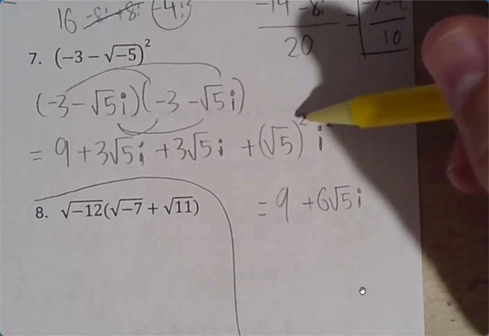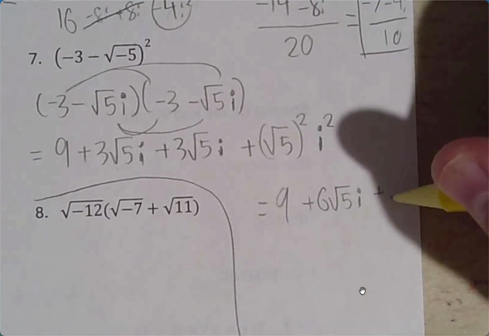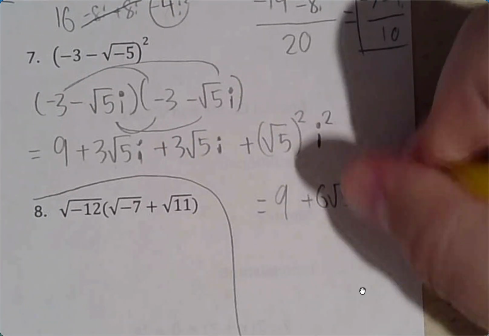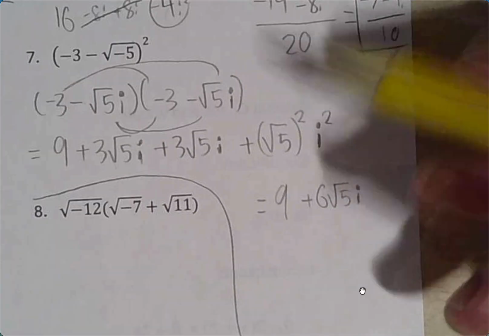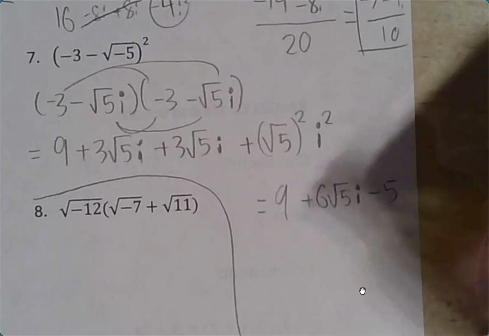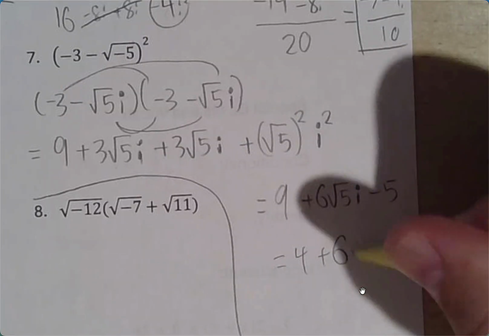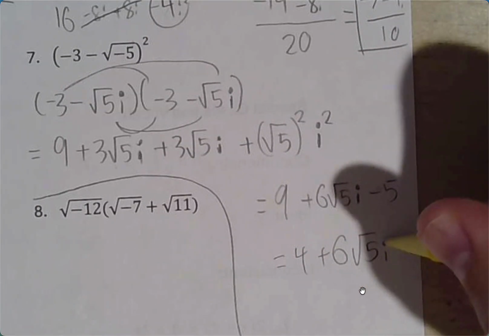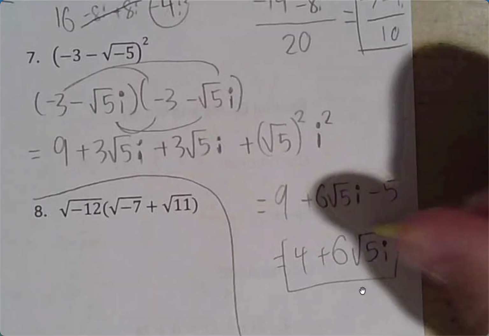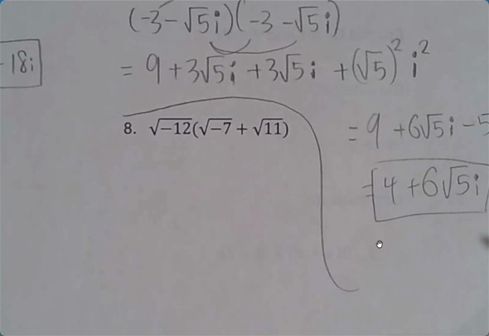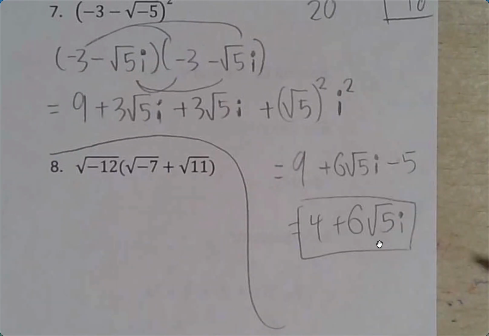Now, root 5 squared is just 5. i squared is just negative 1. So finally, at the end here, this must be negative 5. And so my answer ends up being 4 plus 6 root 5i. Now, that's one I'm going to double check on myself because sometimes math happens. Thankfully, that one was correct. All right, let's keep going.